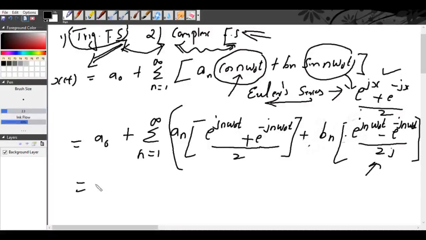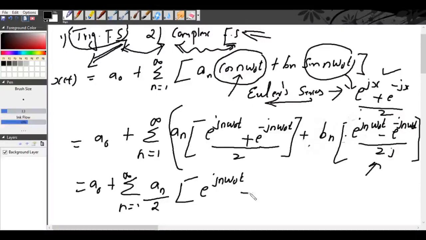In the next step, what we can do: a naught plus the summation of n equal to 1 to infinity. So this 2 I can bring outside. So an by 2, e power jn omega naught t plus e power minus jn omega naught t. Okay, so this 2j I am going to bring outside, and the j in the denominator I am going to take to the numerator.